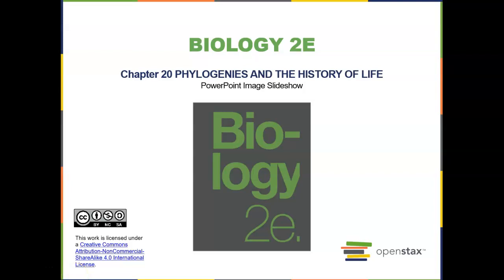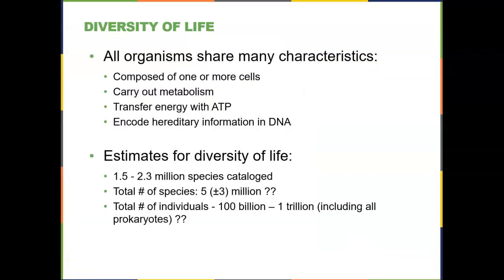Chapter 20, Phylogenies and the History of Life. As we've seen before and going forward, there are many different living things. Some things that all organisms share are that they are all composed of one or more cells. They all carry out some form of metabolism, or a series of chemical reactions. They transfer energy using ATP, and they store their genetic, hereditary information in the form of DNA, so nucleotides.